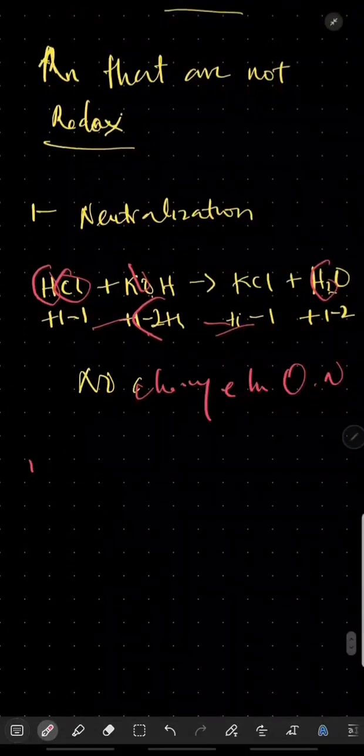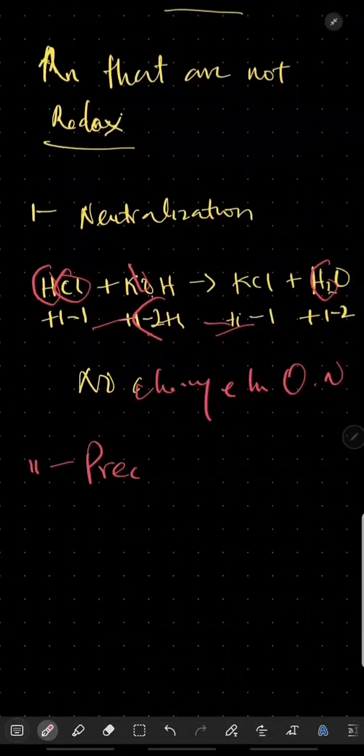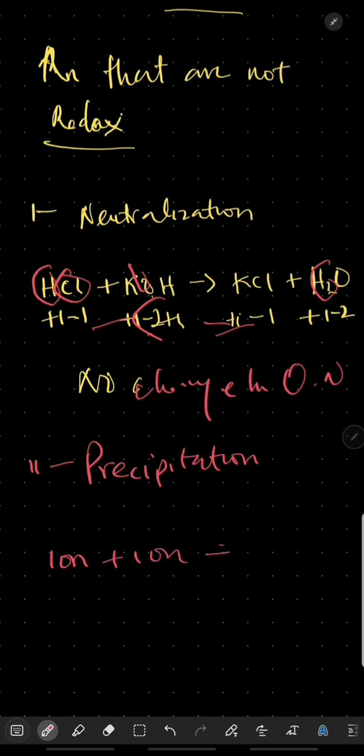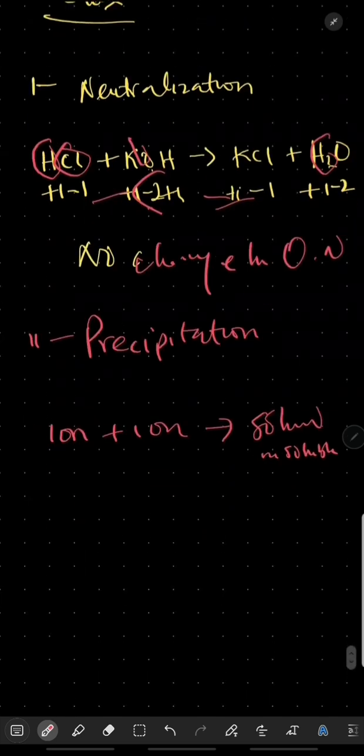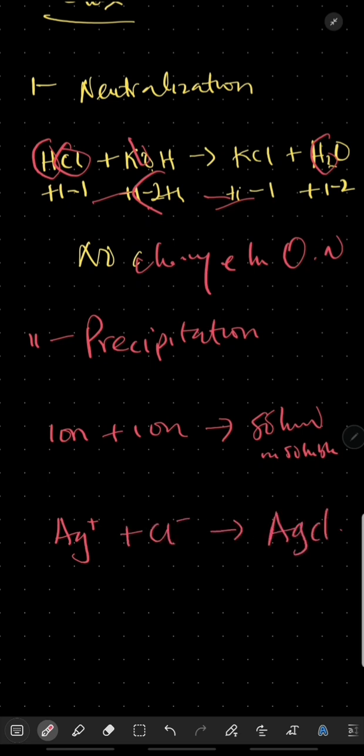Another one is the precipitation reaction. Precipitation reaction is not a redox reaction. It's the reaction between two ions. Ion plus ion to give a solid that is insoluble. That's the meaning of precipitation reaction. An example of such ions is silver plus chloride ion, to produce silver chloride, which is insoluble.